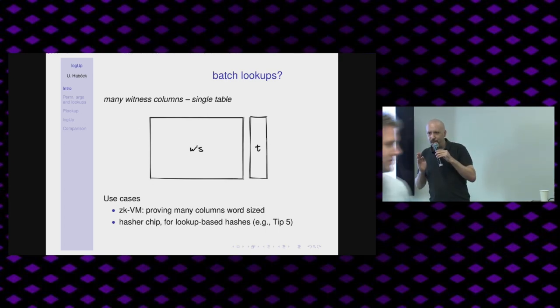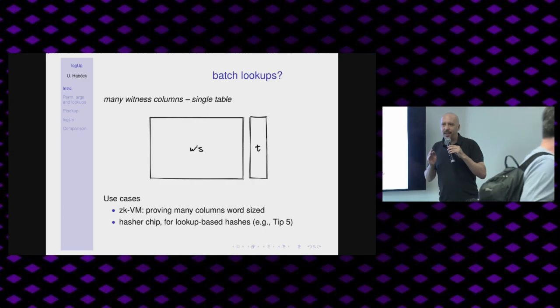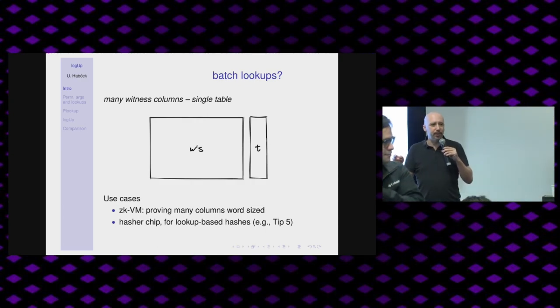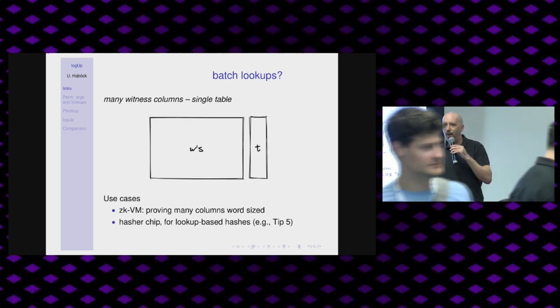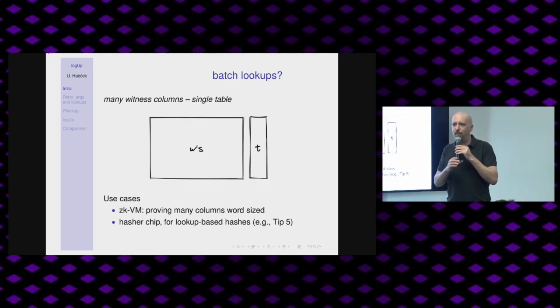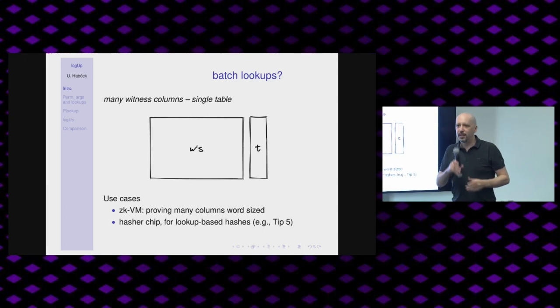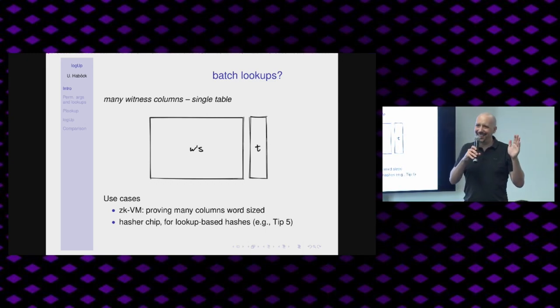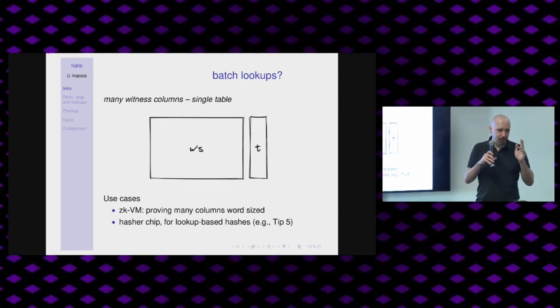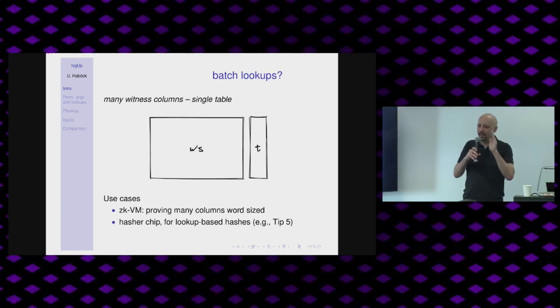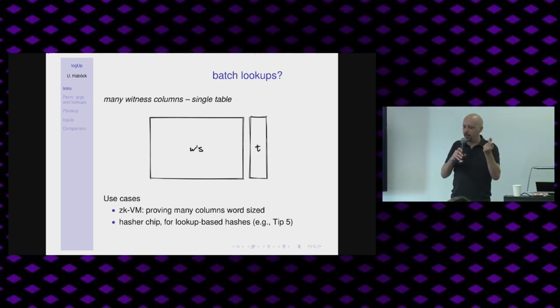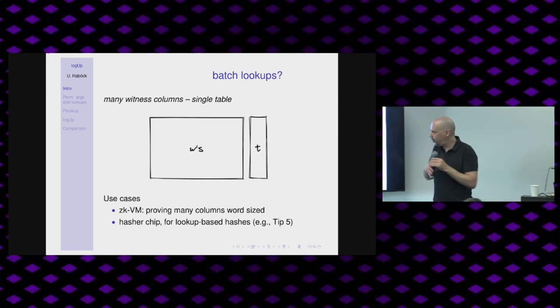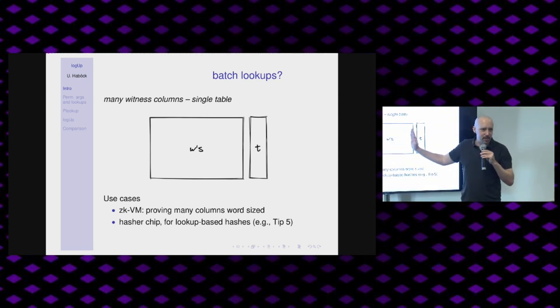I'm not sure if Hamish is here. Hamish is here. I can never remember, for example, the arithmetic unit of system zero: how many columns are subject to the 16-bit lookup? Something like 70? For the arithmetic table? Yeah, 70 to 100. So just to give you the scope, it's not exotic. That situation that you face many, many columns, 70 to 100 columns, subject to one and the same range check or lookup.